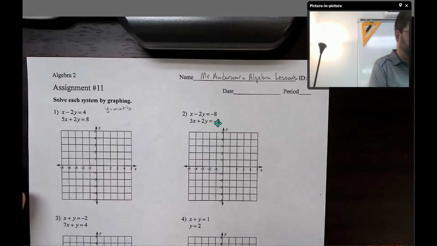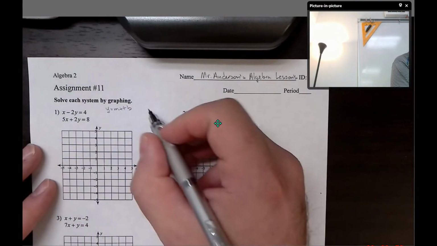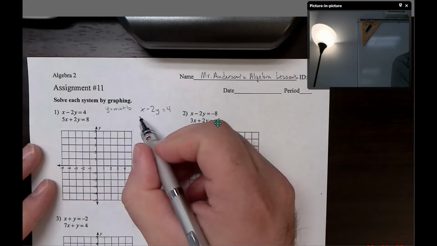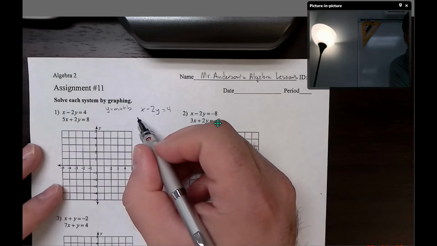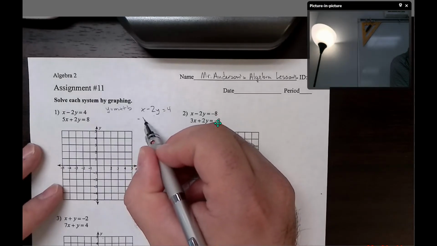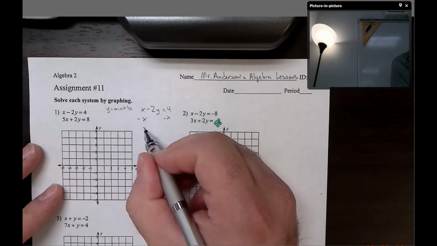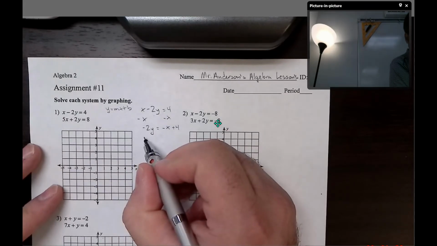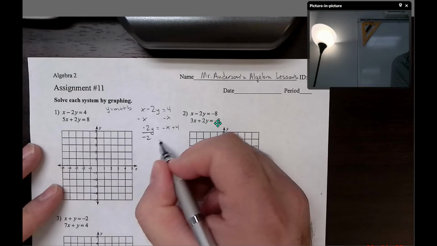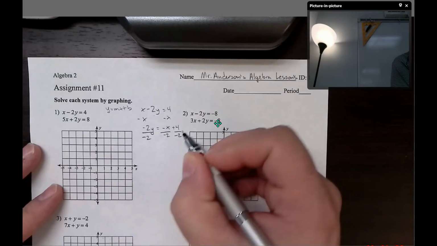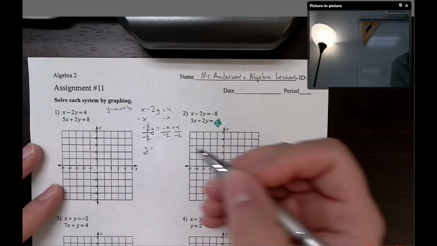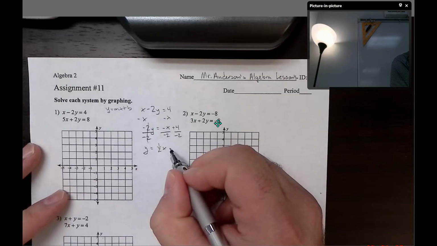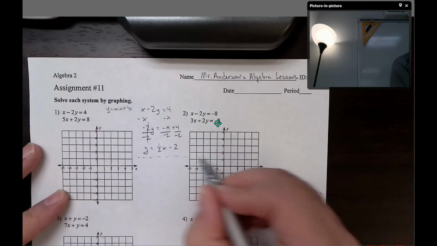So what I would do first is start with this one over here: x minus 2y is equal to 4, and I will start by just isolating the y variable. So I'm going to subtract the x from each side. I'd have negative 2y is equal to negative x plus 4, and then I'm going to divide everything by negative 2, and that is going to give me y by itself. So the first equation is y equals 1/2 x minus 2. Okay, that's my first equation.